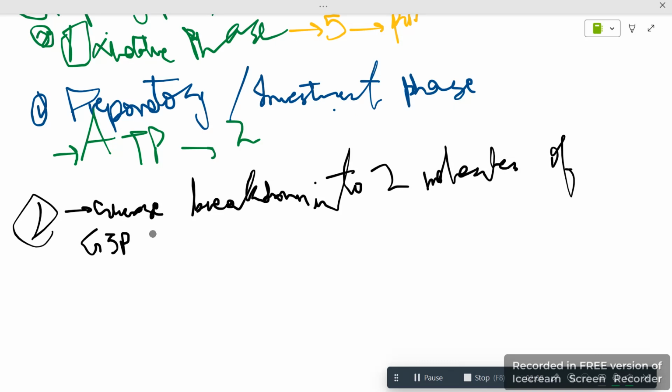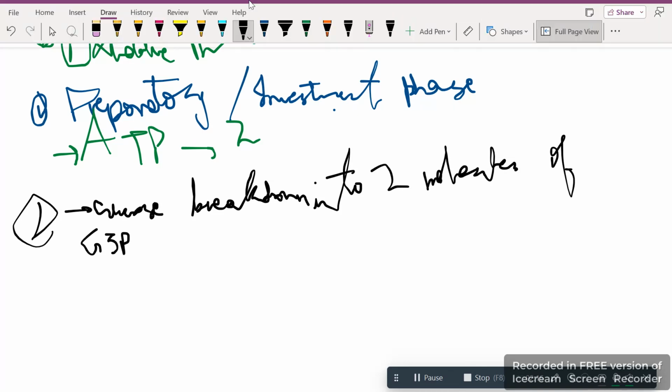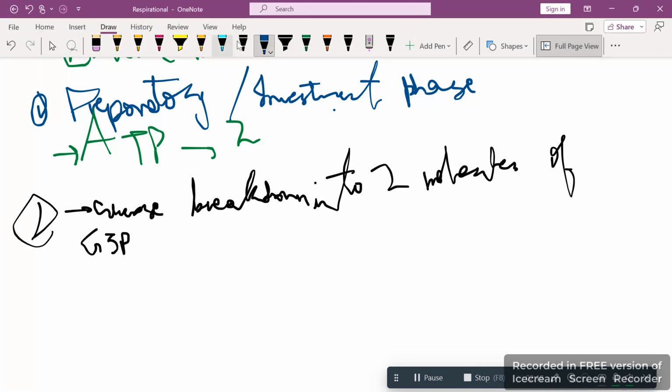Okay, so in this you will see steps. So in this video, I think we should go with the basic introduction because I wanted to take a picture, so I did not take. So let's go with the oxidative phase now.